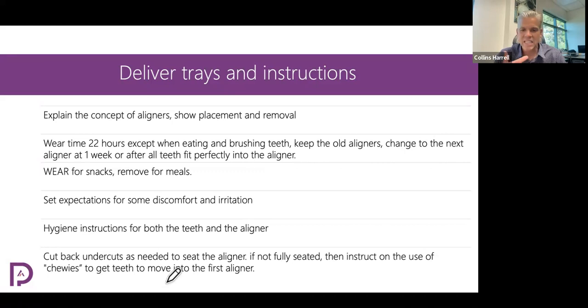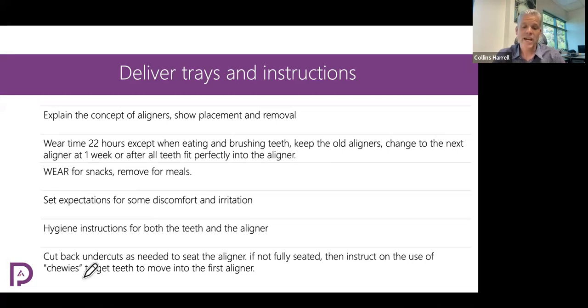So if you have any seating problems, if it doesn't want to seat down somewhere, you can look at where there might be an undercut, and you can trim that little part out of the aligner to get the aligner to fit initially until the teeth start moving. If it doesn't seat perfectly when you first put it in, there's little chewies, these little rubber, they look like cotton rolls, but they're made out of rubber. Give them the little chewies and encourage them to bite on those frequently until their teeth are seating all the way down in the aligner.